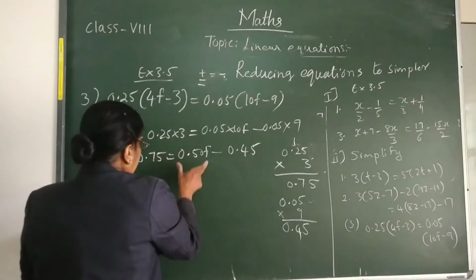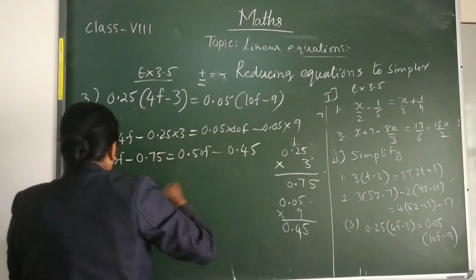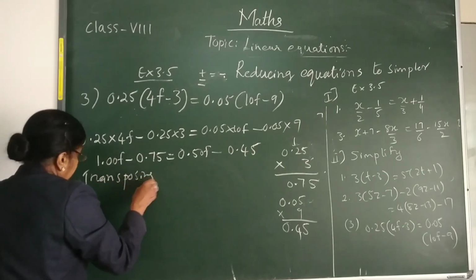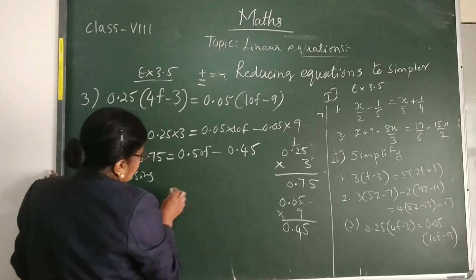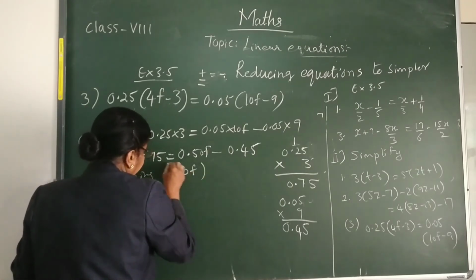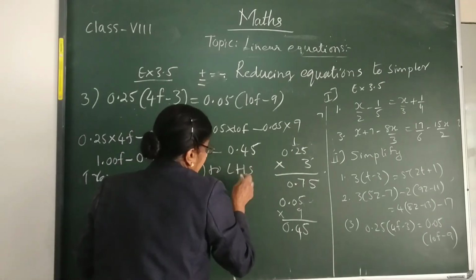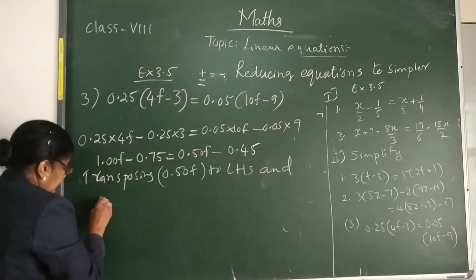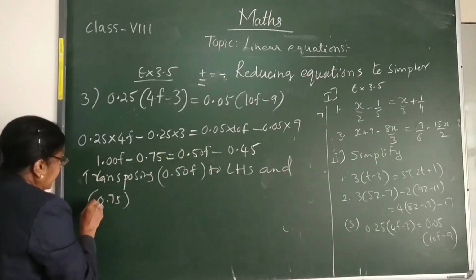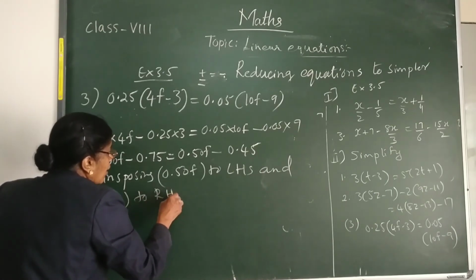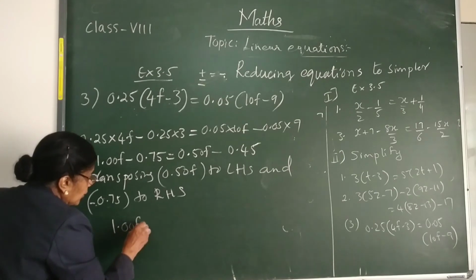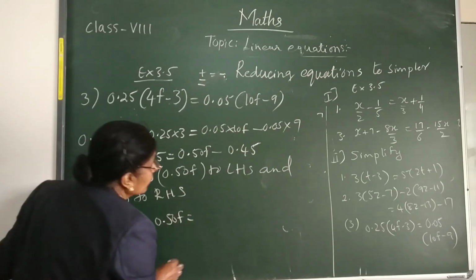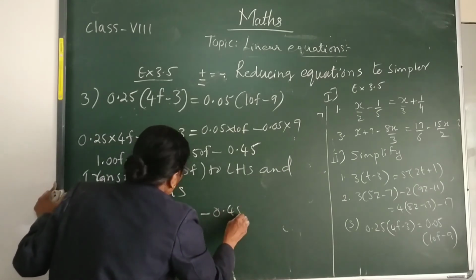Now we have to transpose. What are we going to transpose? f on one side and constants on the other side. So transposing 0.50f to LHS and minus 0.75 to RHS. What shall we get? Let us see. 1.00f minus 0.50f is equal to minus 0.45 plus 0.75.